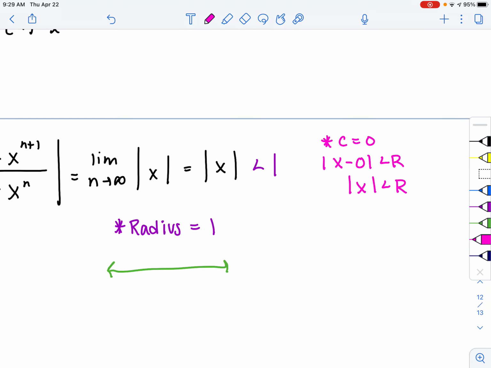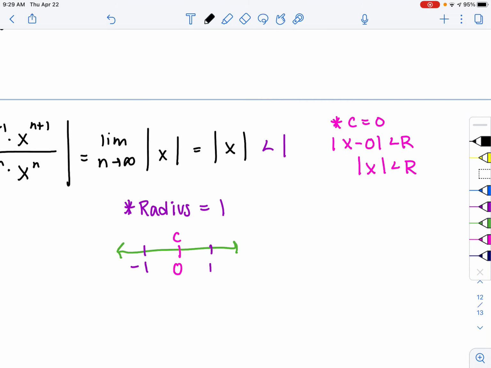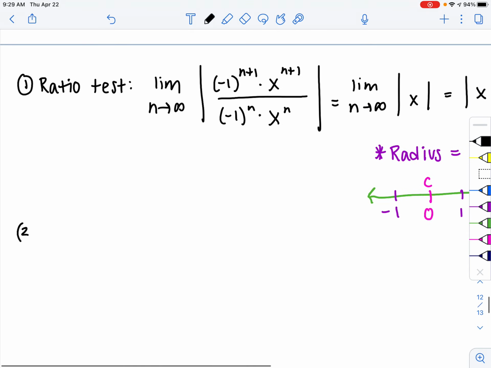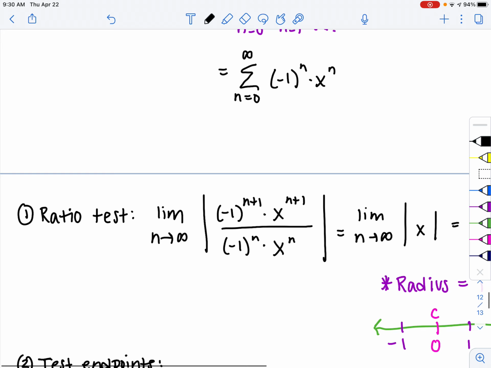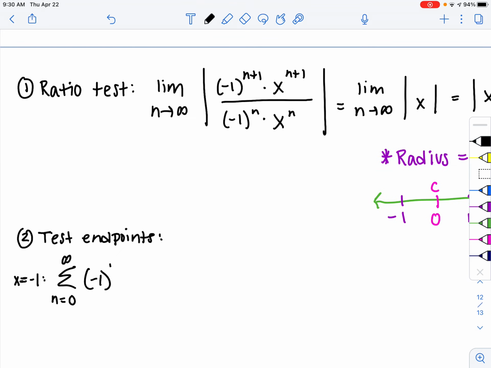So we're centered at 0. If we're thinking about a number line, we have our c value at 0, and I'm going to go 1 to the right and 1 to the left. And now we just have to test the endpoints. If we test the endpoints, we're going to get the sum. We'll test negative 1 first. If I plug in negative 1, I'm going to go from n of 0 to infinity. If we look back at the original, I get negative 1 to the n times x to the n, but that becomes negative 1 to the n.